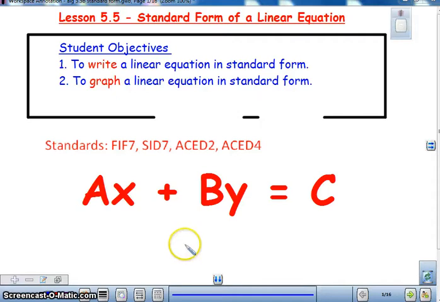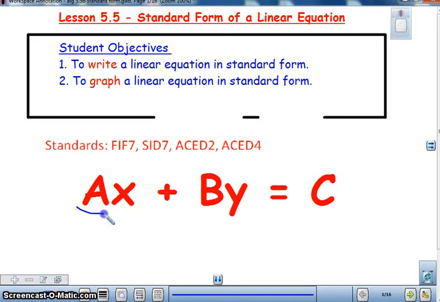Here we are starting lesson 5.5, standard form of a linear equation. Up to this point, you've had slope-intercept and point-slope. Our objective is to write a linear equation in standard form and to be able to graph it. Here are our standards. What does standard form look like?